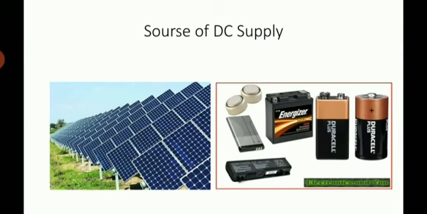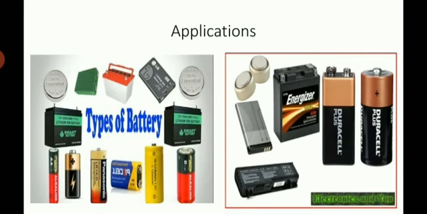Now moving towards the source of DC supply. DC supply can be produced by using a solar panel, or by use of a battery we can get the DC supply. There is no direct DC supply present in the battery. Actually we produce a DC supply and then we charge the batteries, then we get the DC supply from that battery. So what are the applications?